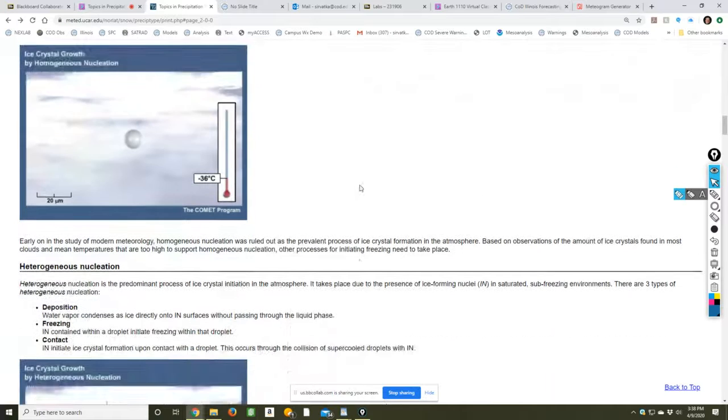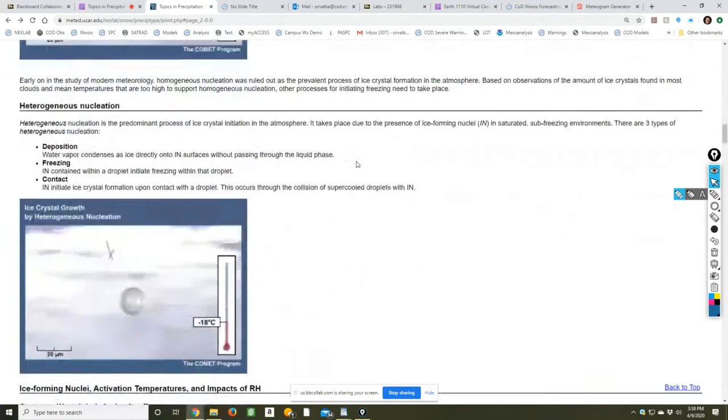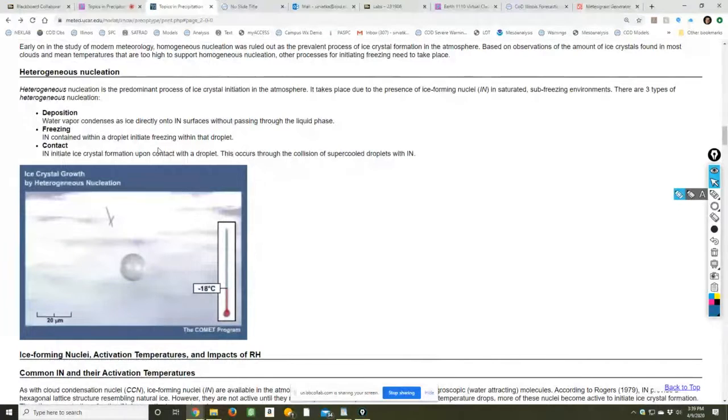Okay? Now, the other type of nucleation, of liquid turning into ice, is called heterogeneous nucleation. In other words, we need something else. This hetero means different, so we need something else of a different sort. Well, what do we need? We need these things called ice-forming nuclei, and you should probably write that down.